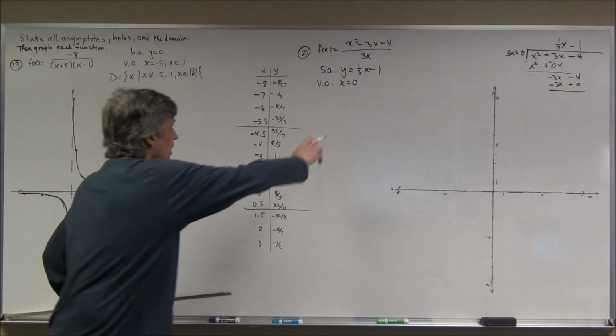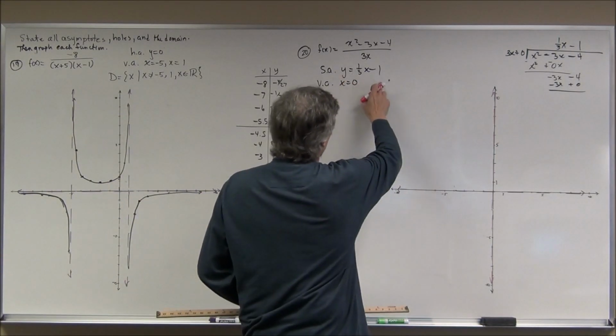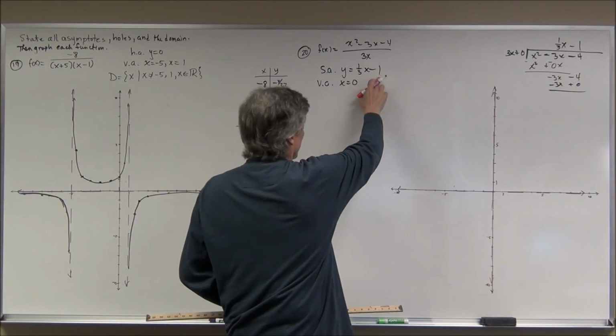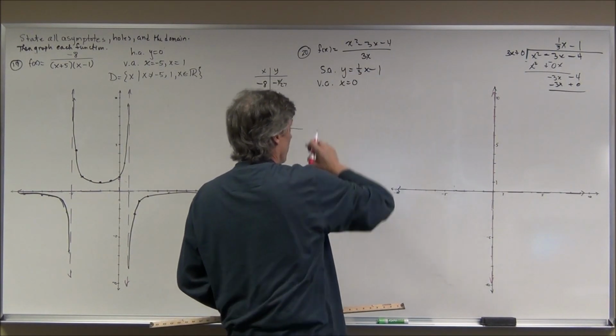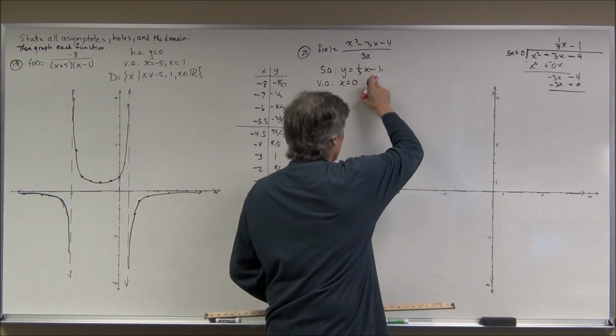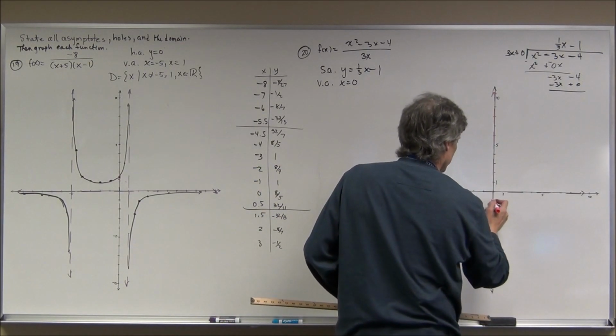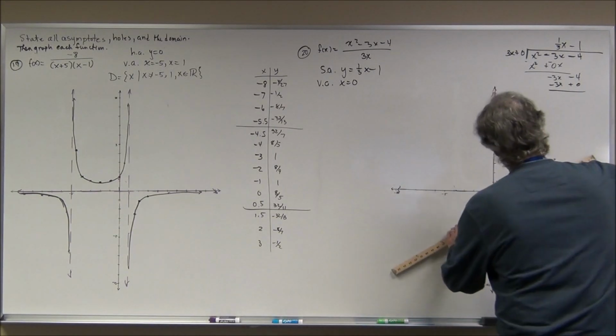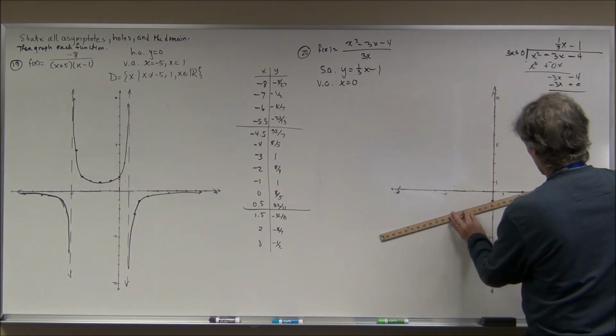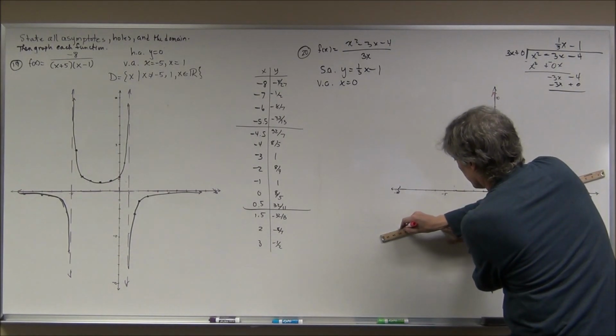Nope, wait a minute, one more. My slant asymptote is the line y equals 1/3 x minus 1. Now this is not vertical or horizontal, this is slanted, it's got slope 1/3. Notice the slope-intercept form. My y-intercept's at 0, negative 1. My slope is 1/3, up 1, to the right 3. And make sure that you set this up also as a dotted line because it's an asymptote.